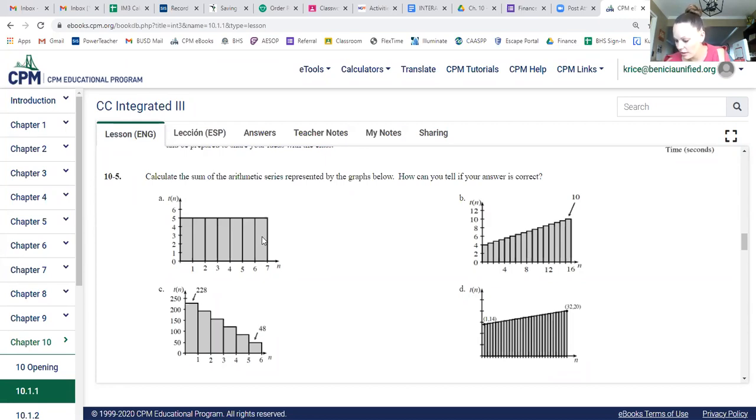B gets a little bit trickier. So we want to use those ideas. So again, it's an arithmetic series. Each of these steps is growing the same amount. So how many steps do we have altogether? How many stairs would there be? I'm going to try to sketch this one.